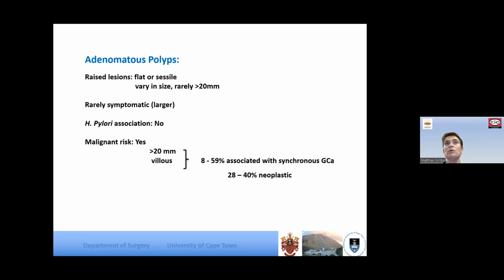And remember, though, importantly in this case, that depending on which series you look at, up to 60% may be associated with a synchronous gastric CA. And 28 to 40% of them actually may be neoplastic. So here it is really worthwhile to put a bit more effort into it.